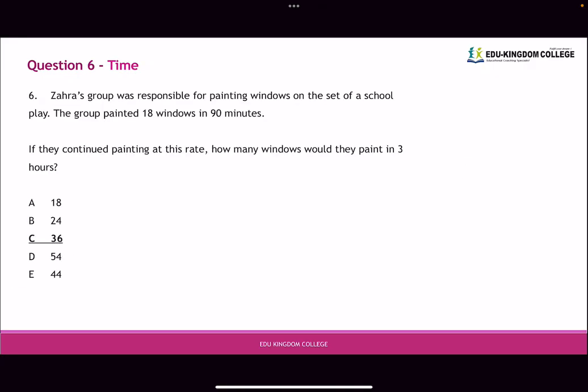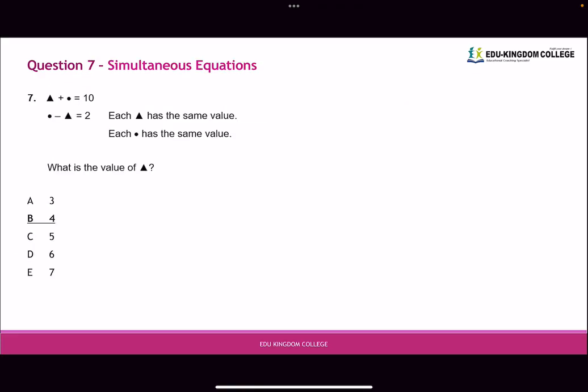Now, Zara's group paints 18 windows in 90 minutes. Okay, how much would they paint in 3 hours? Remember, 90 minutes is 1.5 hours. So just double that, we should get 36 windows.